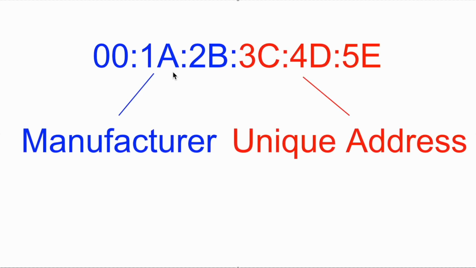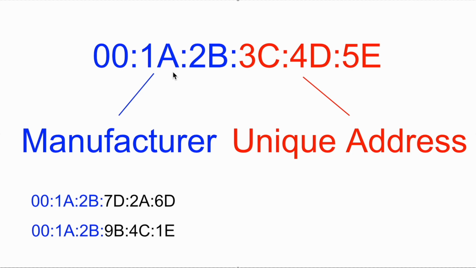Now there are two parts to the MAC address. The first three pairs of the MAC address identify the manufacturer, while the last three pairs are just unique to the device. This means that two devices can have MAC addresses with the first three pairs the same, which means that the manufacturer for both of those devices is the same.